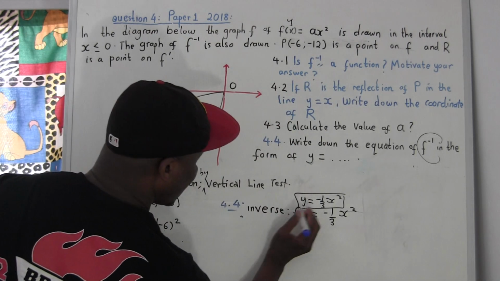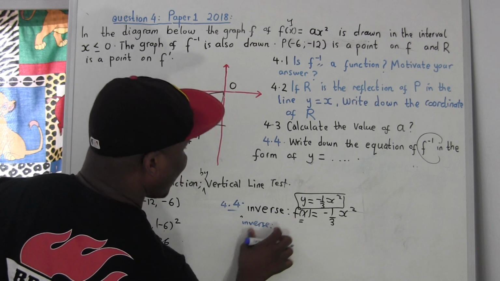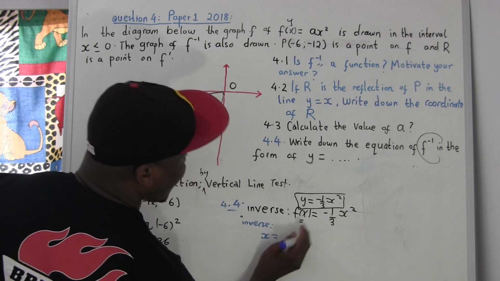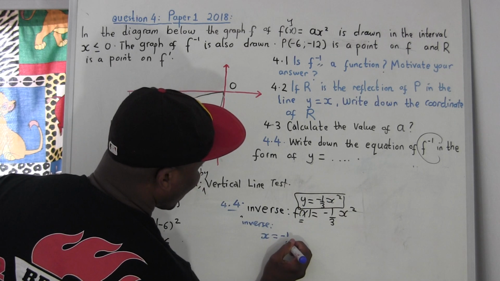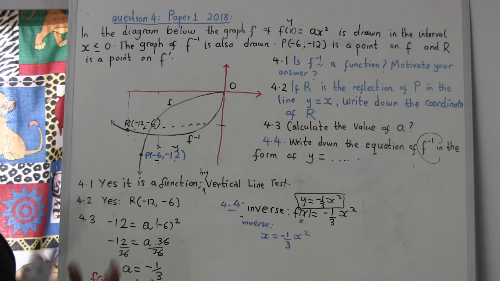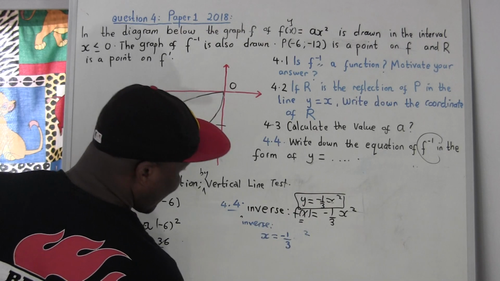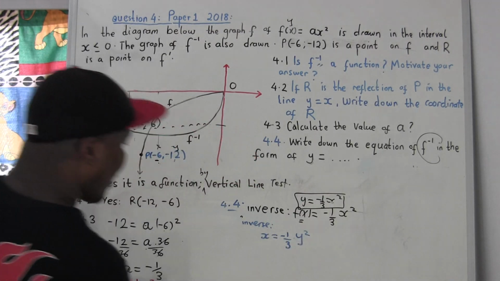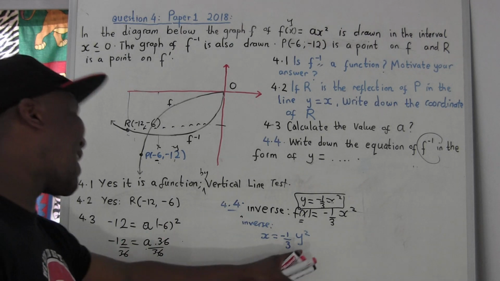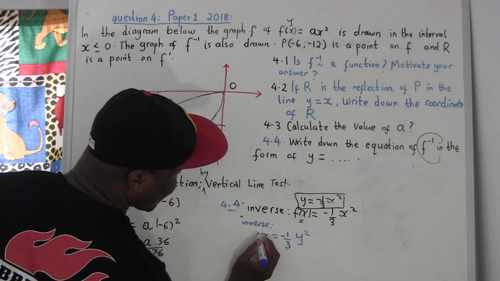So whenever you say inverse, it means you have to replace. y is going to become x, and x is going to become y: x equal to negative 1 over 3 y squared. So now how are we going to get y squared? We want to make y the subject because now it's the inverse. So put this over 1, say 3 times x is going to be 3x.